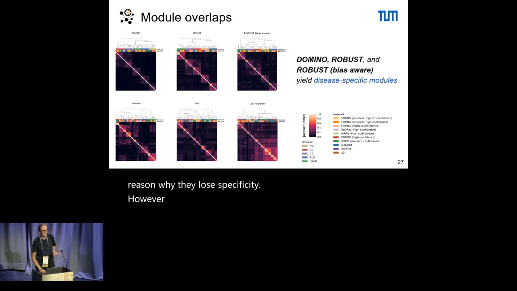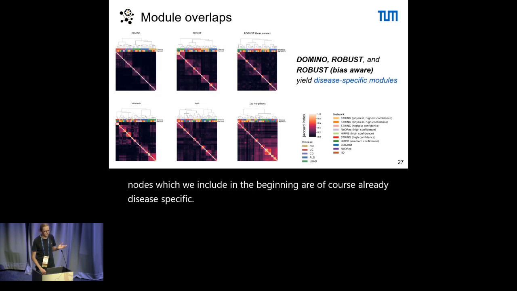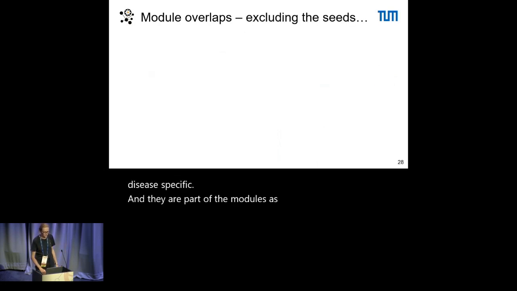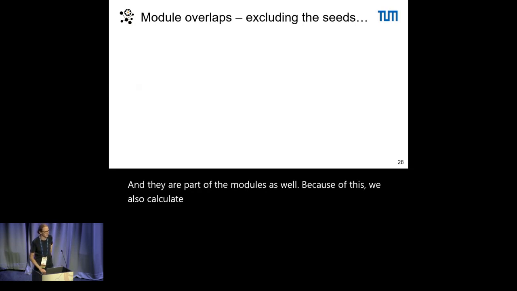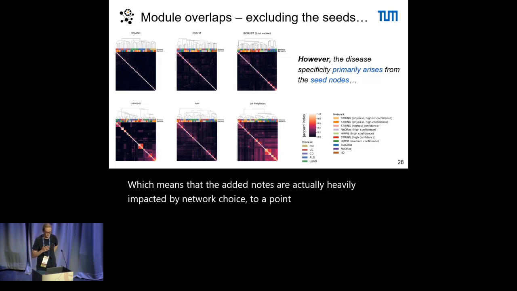However, this comparison isn't entirely fair, because the seed nodes, which we include in the beginning, are of course already disease-specific, and they are part of the modules as well. Because of this, we also calculate the overlap excluding the seeds, focusing only on the added nodes. Like this, the disease modules do not cluster per disease type anymore, which means that the added nodes are actually heavily impacted by network choice to a point where disease specificity is largely lost.